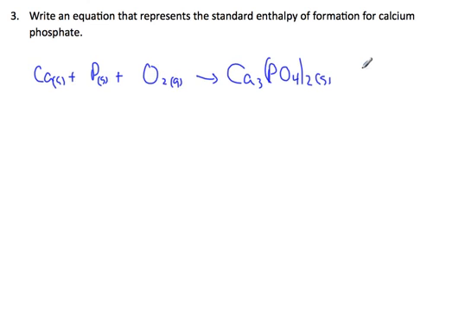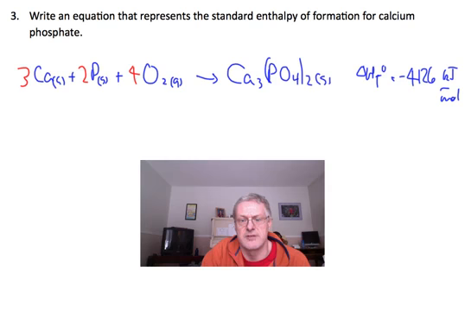Now the delta HF, again, I looked that up already, and it was negative 4126 kilojoules per mole. So that's a big delta HF. Now I need to balance it. And so 3 times calcium, 3 times calcium. 2 times phosphorus, 2 times phosphorus. I have 8 oxygens, so 4 O2. So that's a balanced thermochemical equation for the enthalpy of formation of calcium phosphate.